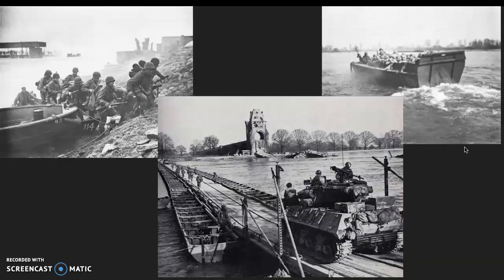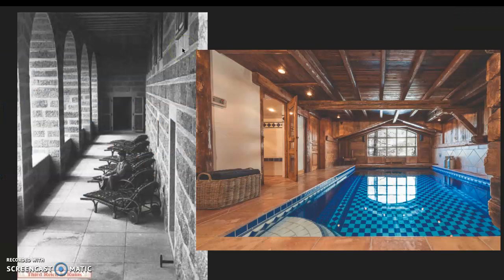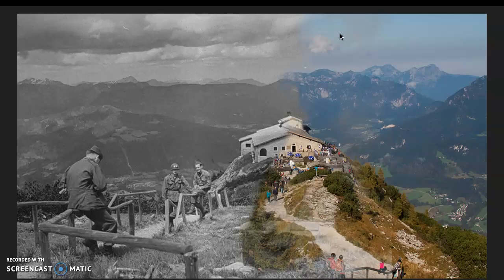Some more from the Battle of the Bulge, and then crossing over the Rhine River into Germany. And this is a picture of the Eagle's Nest, which you can go visit today. There's Hitler sitting out here, one of his many lounging areas. They still got a pool in there with water in it. I thought this was a cool picture.